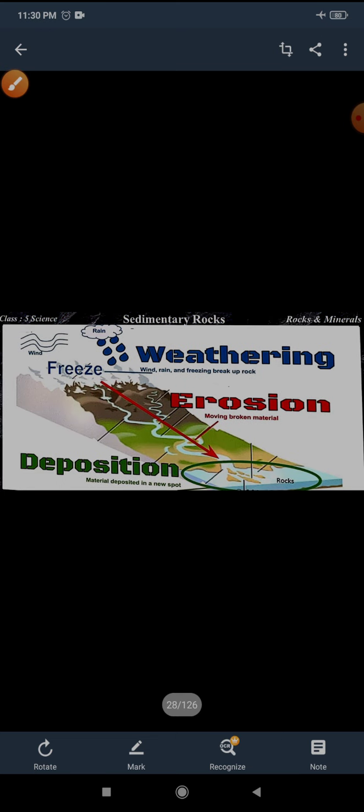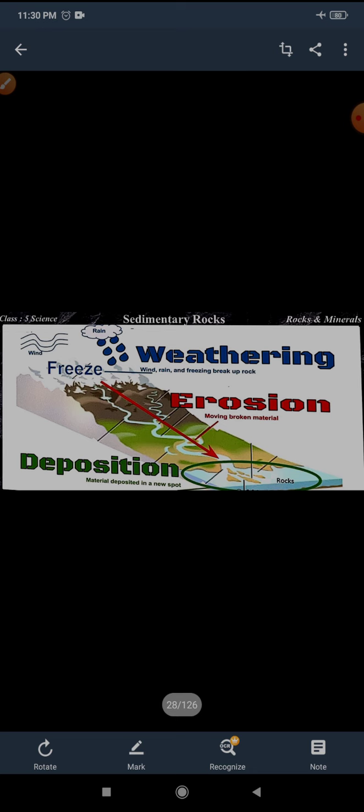Here you can see weathering causes the rocks to break down, because earlier on the earth there was no soil. Due to rain and sunlight, rocks break down into small particles and gradually form sand particles, then silt, clay, and at last soil. Okay, so these rock particles are carried down and deposited elsewhere.